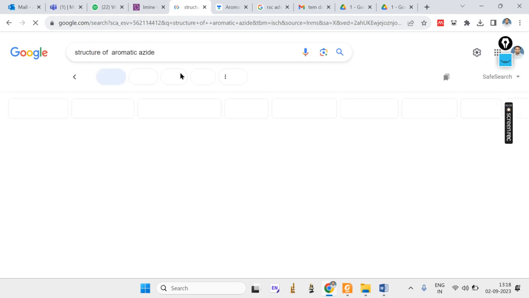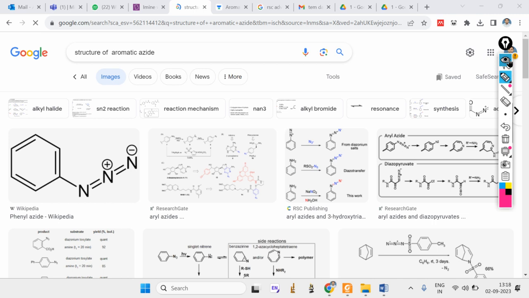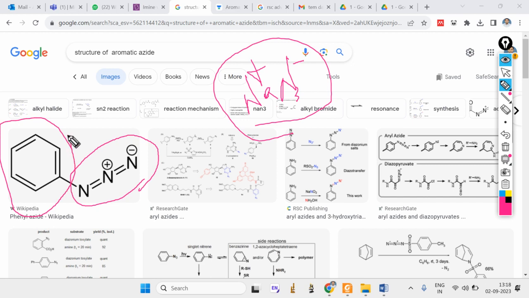Next, what is the structure of azide? Azide means three nitrogens, that is N3. N3Na, you have studied sodium azide, Na plus N3 minus. This is known as sodium azide. If Na is replaced with a phenyl, then it is known as phenyl azide. This is the azide formula.